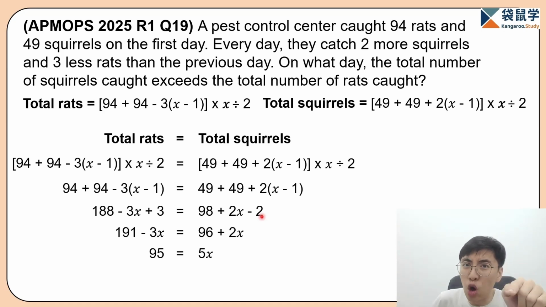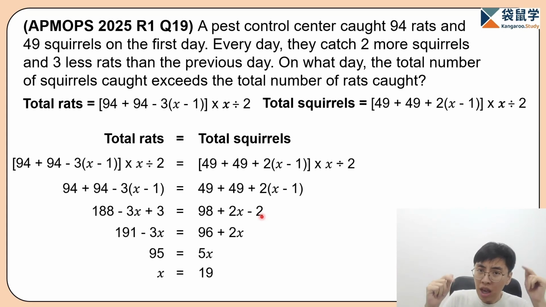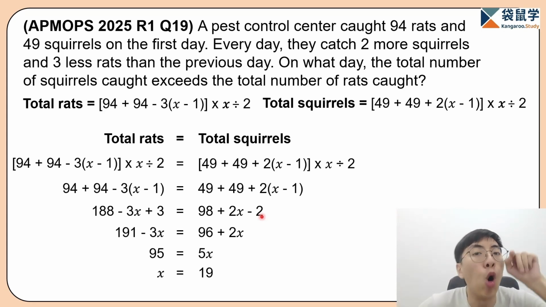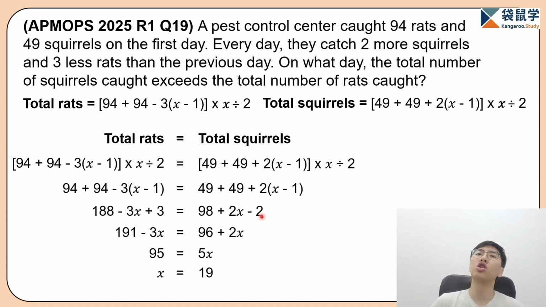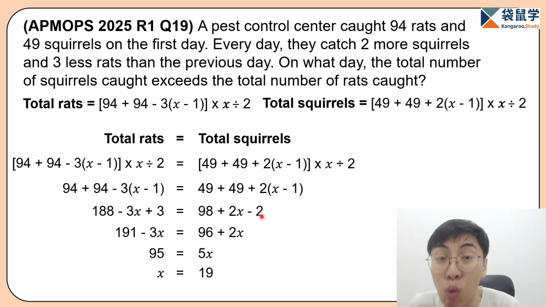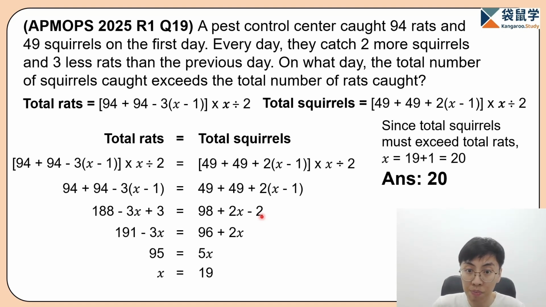Now, what can I know about my value of x? Oh, my value of x is just going to be 19. And this tells us that on the 19th day, the total number of rats is equal to the total number of squirrels. But that is not enough because we want it to exceed, meaning that it must be more than the total number of rats caught. To be more, I have to add one more to it, and that gives us the answer of 20. And we are done with the question.